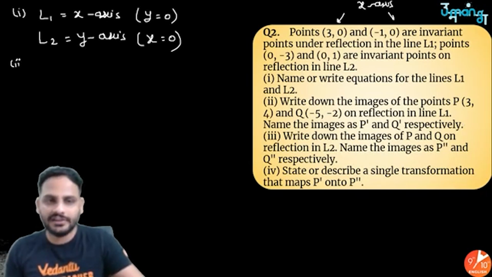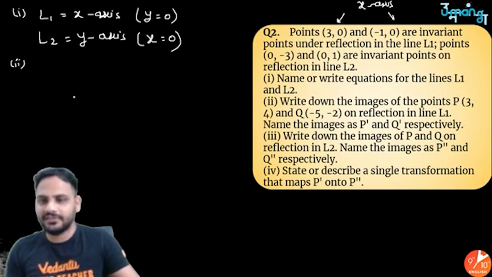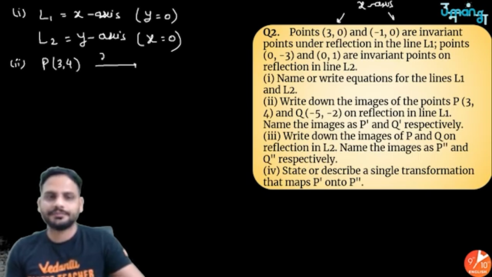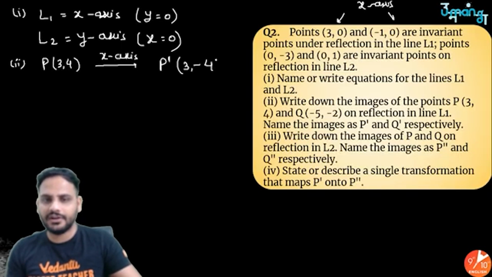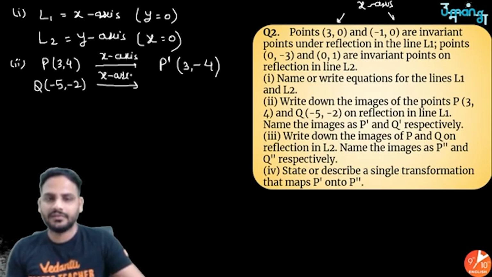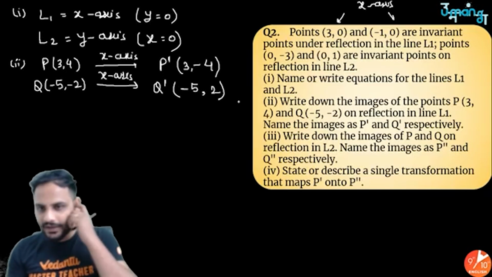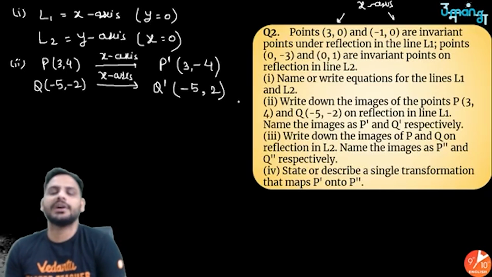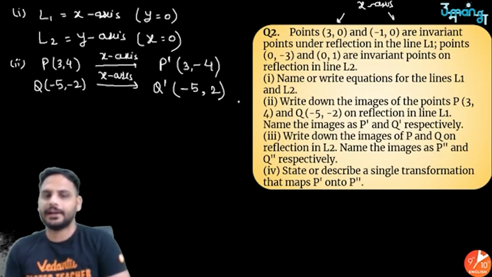Okay, let's do the reflection in line L1. So L1 means x-axis. So P, which is (3, 4), if we do the reflection under x-axis, the P dash, the reflection image, will be: x coordinate will remain same, y coordinate will change the sign. Similarly, Q, which is (-5, -2), if we do the reflection under x-axis, then Q dash will be equal to: x coordinate will remain same, -2 will become 2. Right? Okay, so this is how you will do the reflection under your x-axis.